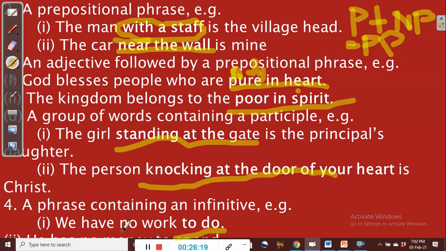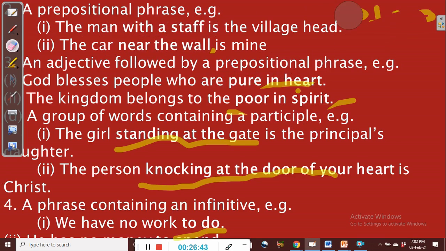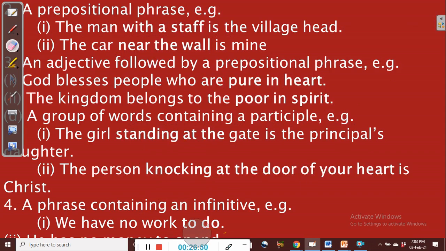Now, if we say we have no work, then which work are you talking about? The work to do. We have no work to do. So "to do" here is functioning as an adjective phrase. These are examples of grammatical structures that function as adjectival phrases in English sentences. Now let's move on.